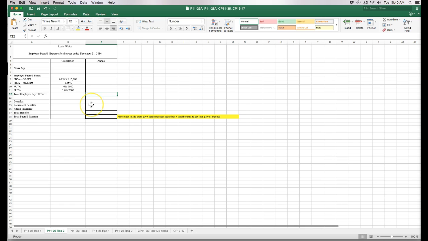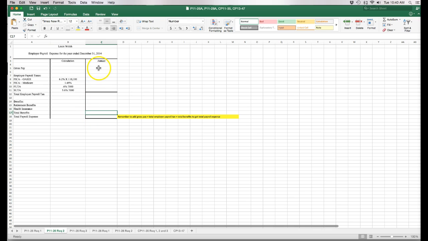Then any kind of benefits also are taken out, and they give you what the retirement benefits are. I don't need to go over that. It's given to you in the problem. And the health insurance they also give you, and that's on a monthly basis, so you need to multiply it by 12. So you're going to come up with your total benefits here.